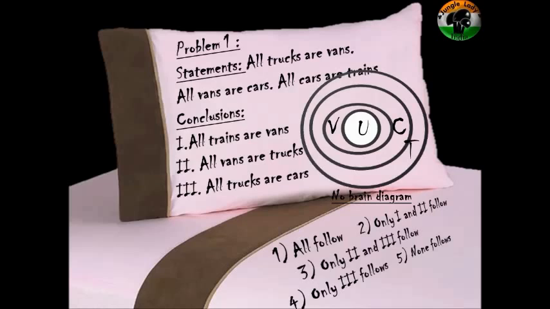Okay, next, third conclusion is all trucks are cars. Now trucks is inside the innermost circle and cars is outside the circle. So the arrow will be an outward arrow. Obviously I will be using the word all. So the answer is all trucks are cars is correct. So only the third conclusion follows. So my option 4 is correct.